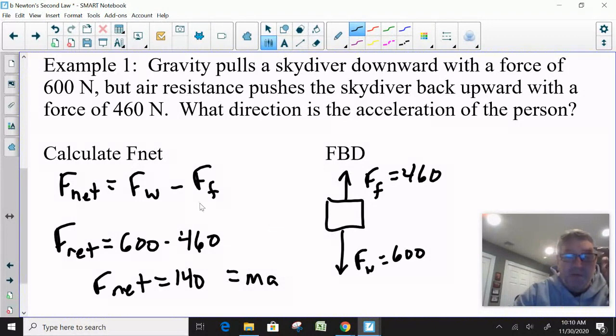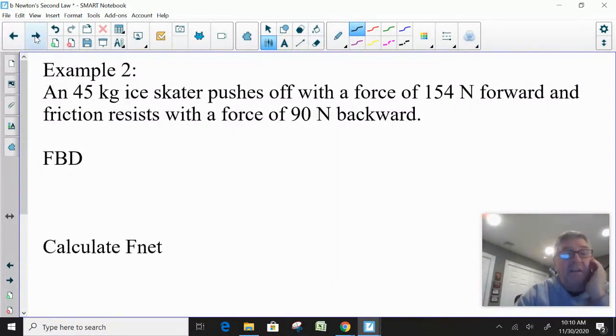It's just compare the two forces, draw your free body diagram, get the vectors going in the correct directions, and scale them approximately correct. You don't have to grab a ruler. That will be the technique. Now, we're going to continue this with some other problems that get progressively more difficult.